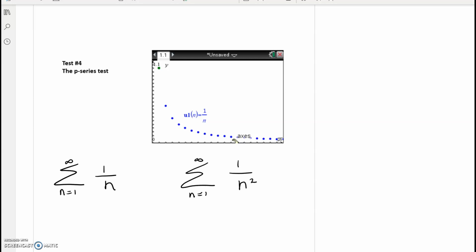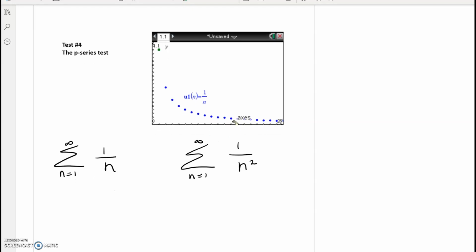Okay, so you saw from the last video that when we integrated 1 over x using the integral test, the conclusion was that it was divergent. And when we integrated 1 over x squared, we got that the integral was convergent. So both of these series behave like their integrals. Again, the series do not converge to the value of the improper integral, but they behave the same way.